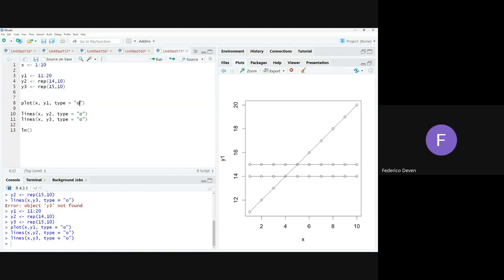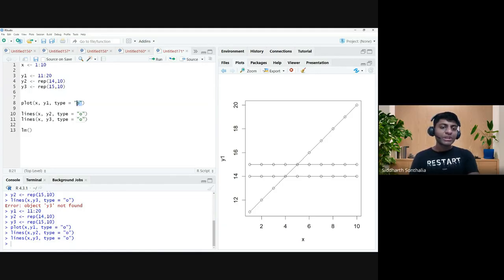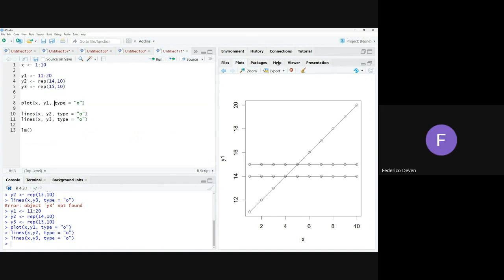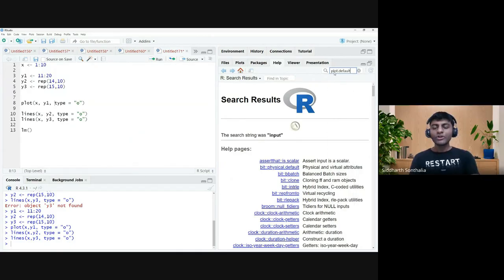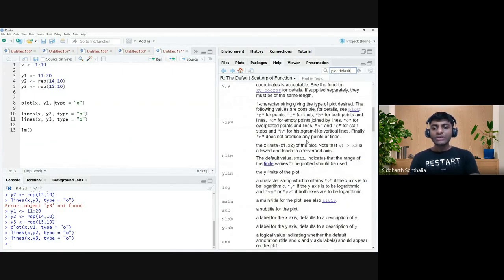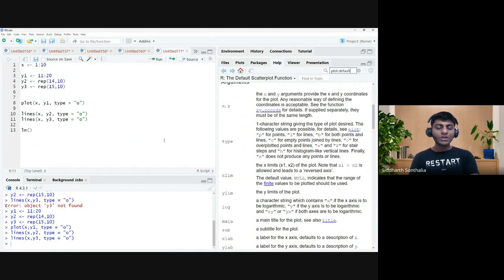Now, what are the available arguments here? Even if, for example, I want to look at the available types, how will I find that in R? You go to help, then to the plot help, plot.default. And down here, I'll have a type thing. So P for points, L for lines, all of that stuff, right?